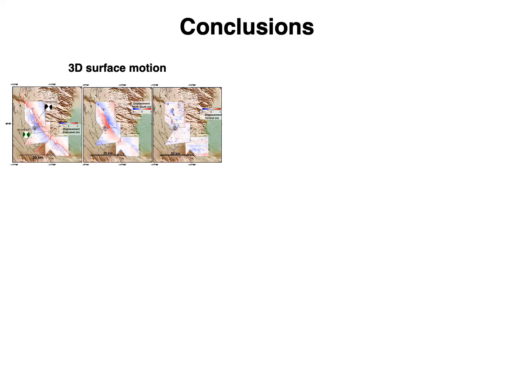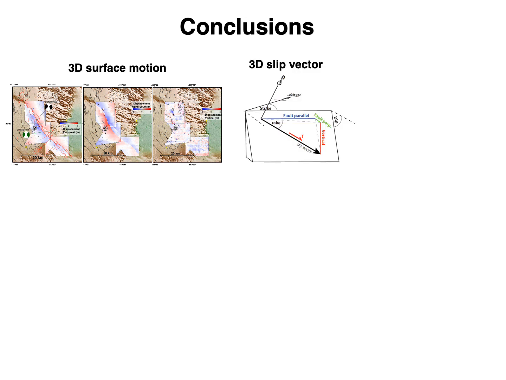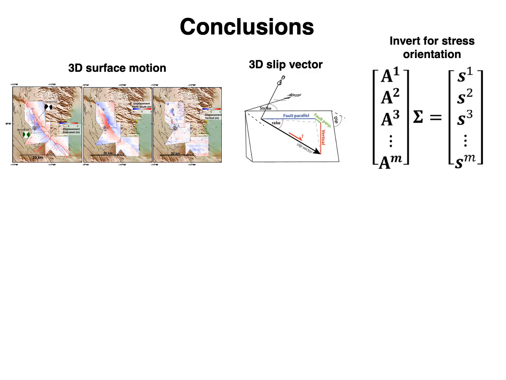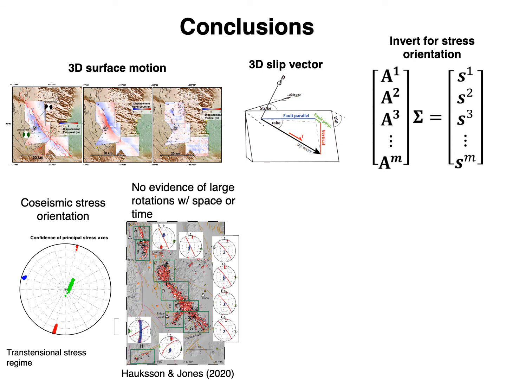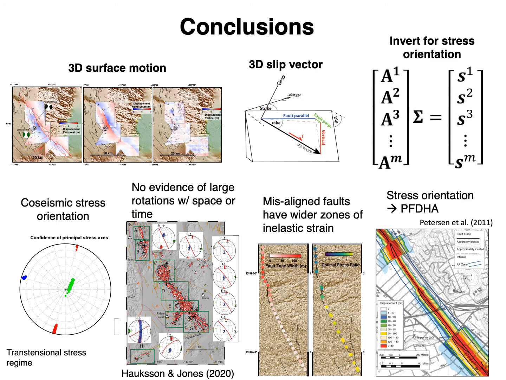Okay, so to conclude, from the 3D displacement maps, we measured the 3D slip vector, which we then used to invert for the 3D stress tensor, where we find the maximum compressive stress is about 15 degrees east of north, and we don't find significant evidence for changes in the orientation of the stress tensor with time, indicating we don't see large rotations with time. And we find that faults that are poorly oriented have wider zones of inelastic strain, and we think this could be an important parameter to consider and include in PFHA models, because we need to understand what controls the rupture width, because this poses a hazard to nearby infrastructure.